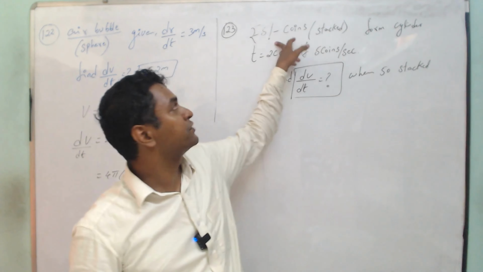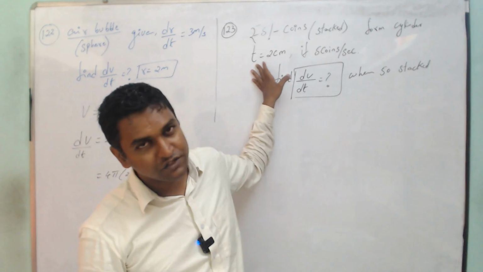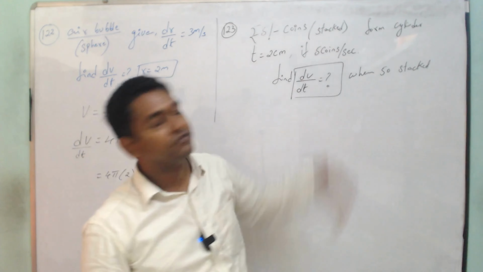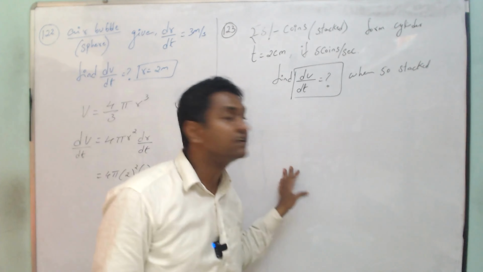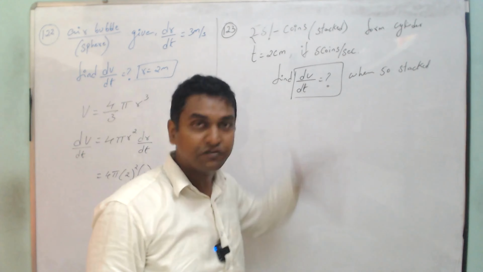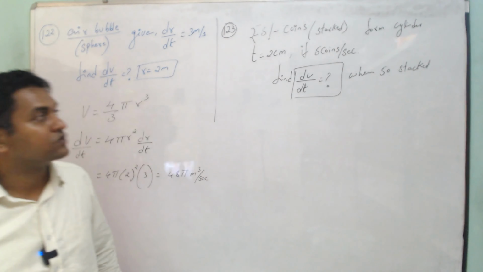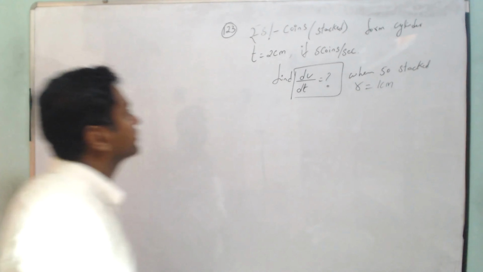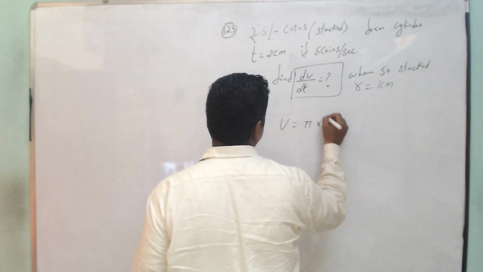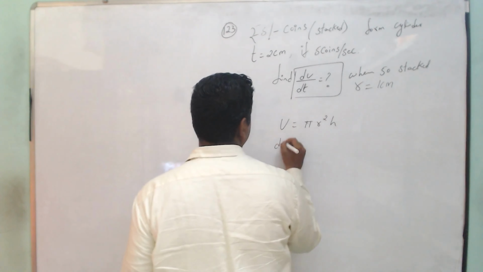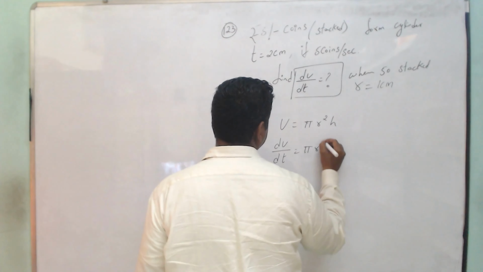So 5 rupee coins are stacked on each other to form a cylinder. The thickness of each coin is 2 centimeters. If every second 5 coins are being stacked, find the rate at which the volume is varying when 50 coins are stacked. Volume of the cylinder is pi r square h. So when 50 coins are there, no, it doesn't matter. I think that is extra information.